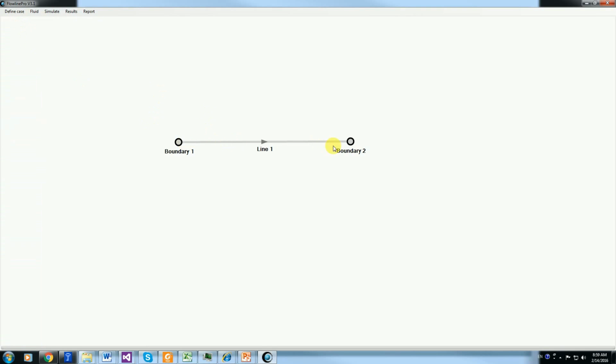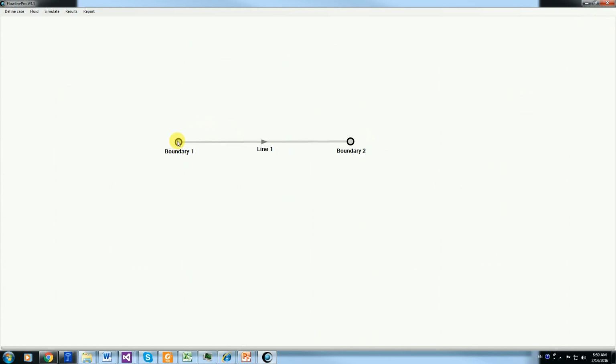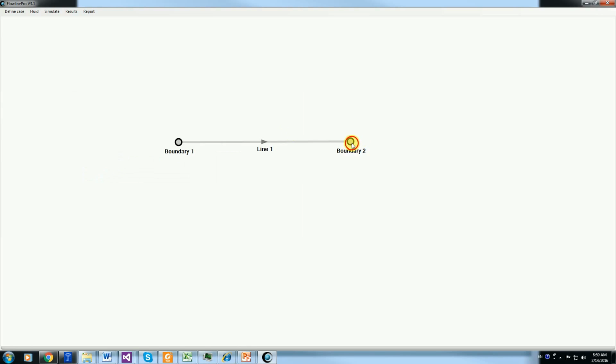I defined the pipeline in detail. You remember this menu, the elevation profile and how thick the pipe is and so on. Everything is in there. At the inlet we had a defined pressure. It was 14.9 megapascal continuously at the inlet. Let's keep it like that for now. At the outlet we'll modify it a bit.